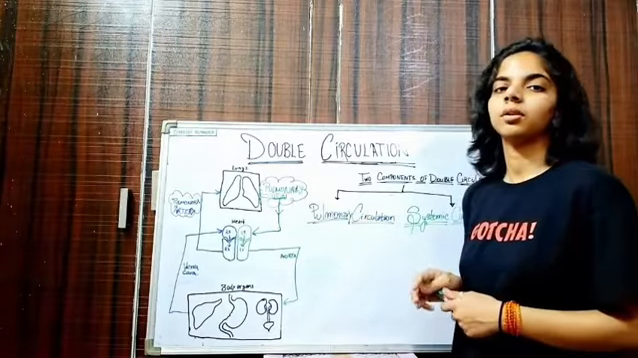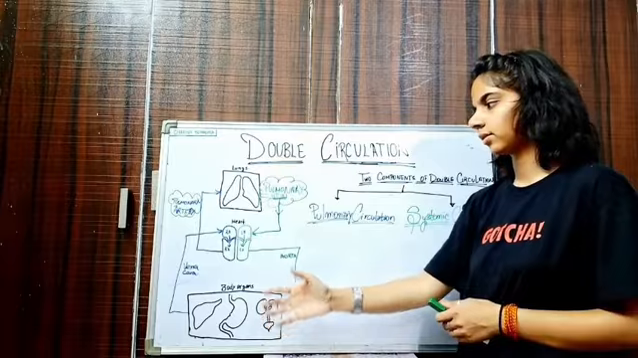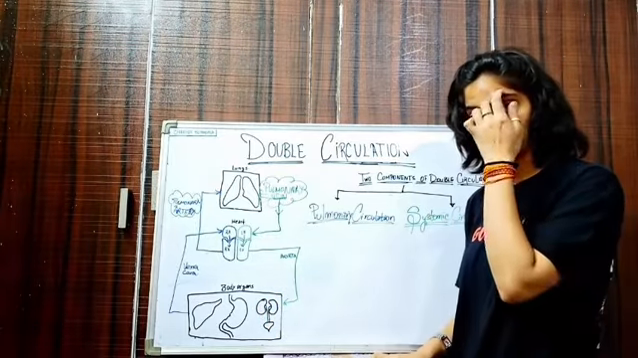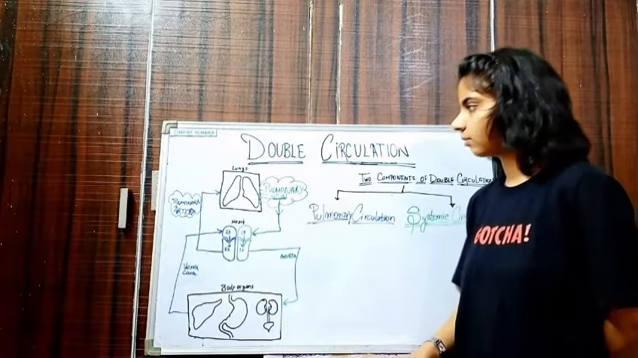Right? So this is all about double circulation. This is how double circulation takes place. Alright, I hope you all have understood. The most important thing is this double circulation.